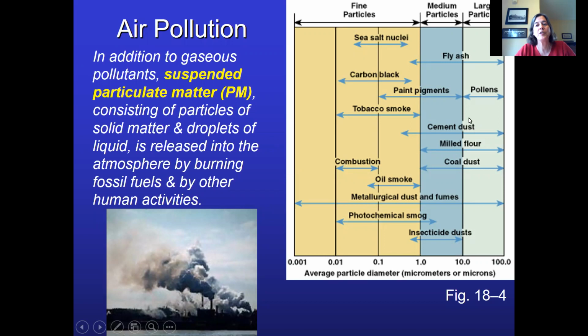As you go up to the large particles, those are often caught by little hairs in your nose and throat, and you can cough them back out again. But the really small particles can make it deep into your lungs, and your body doesn't really have much in the way of defenses to stop those.